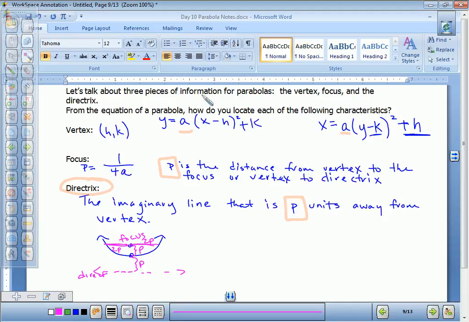Alright, so whether it's in this form, y equals, where it opens up or down, or in this form, x equals, where it opens left or right, the vertex is still the same. It's HK. Well, in this form, the opposite of that is our H, this is our K. But in the x equals, the opposite of this is our K, and this is our H. Okay, now P, we just discussed, is the distance from the vertex to the focus, or from the vertex to the directrix. They're the same. That's P. Now, how do we find P? Because P is important to be able to find your focus and directrix. P is actually equal to 1 over 4A.